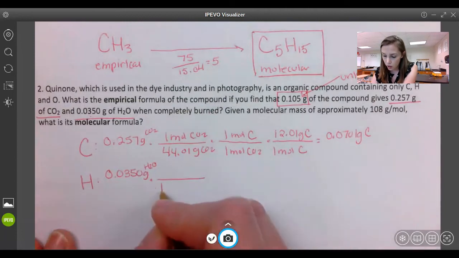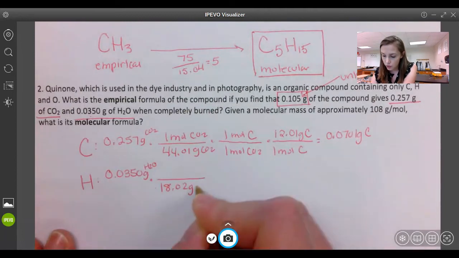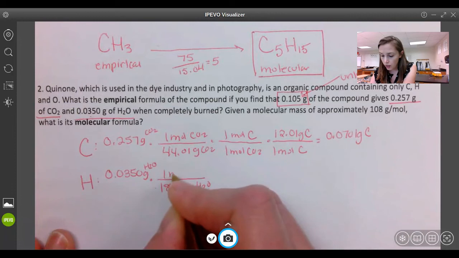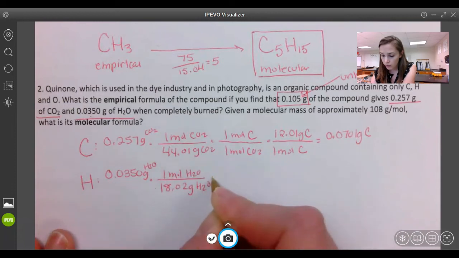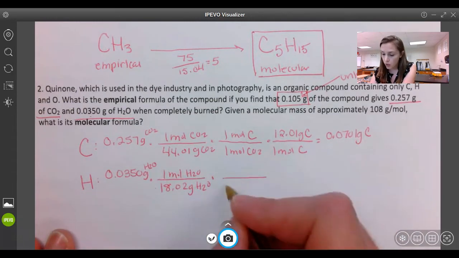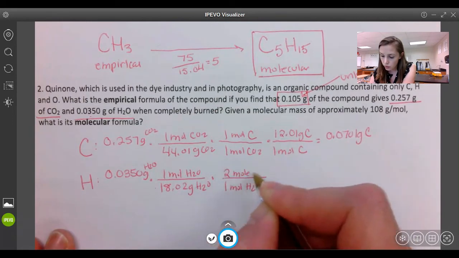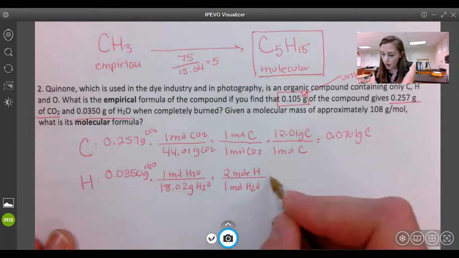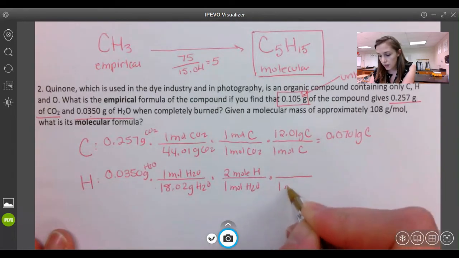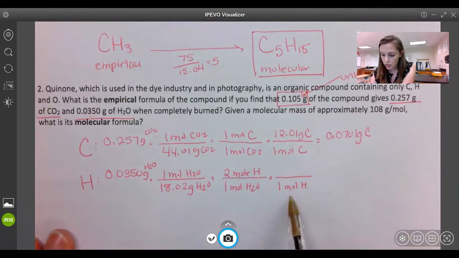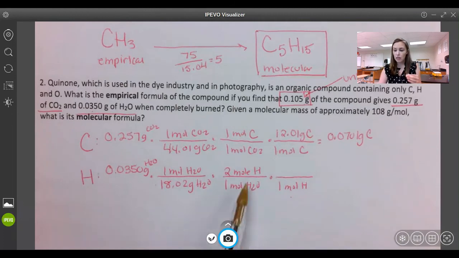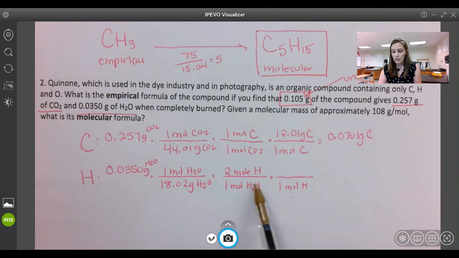I'm starting with water here, so I'm going to have my 18.02 grams of water for every 1 mole of water. Okay, then I'm going to keep going where my 1 mole of water is equivalent to 2 moles of hydrogen. And then this is where I'm going to go the extra step and show that for every 1 mole of hydrogen, and make sure you actually set this back to 1. Some students will, for some reason, carry that 2 down there. This part just takes care of the fact that every water has 2 hydrogens.